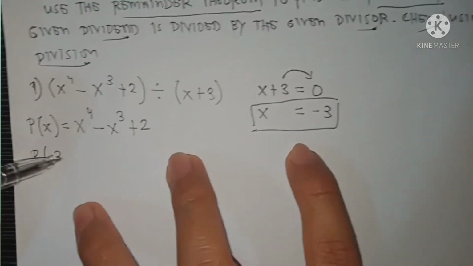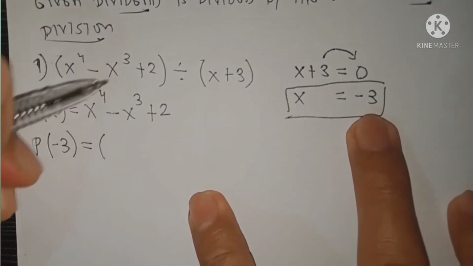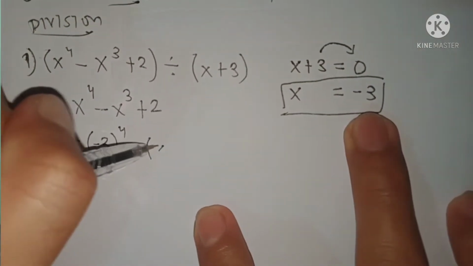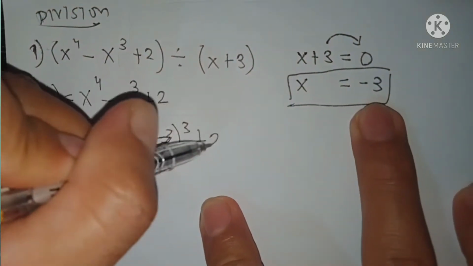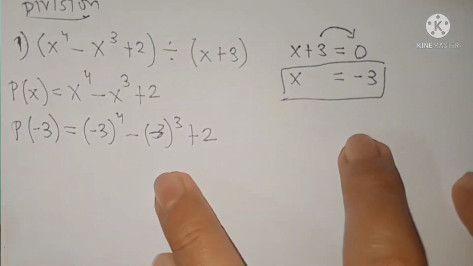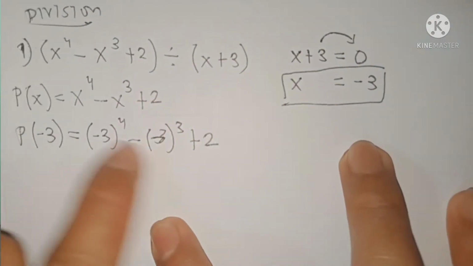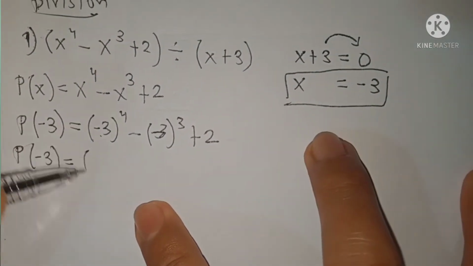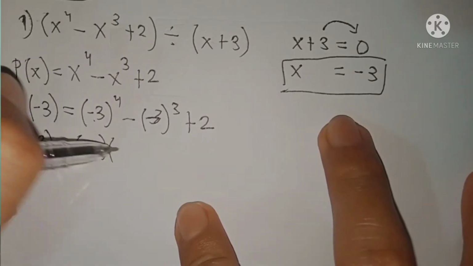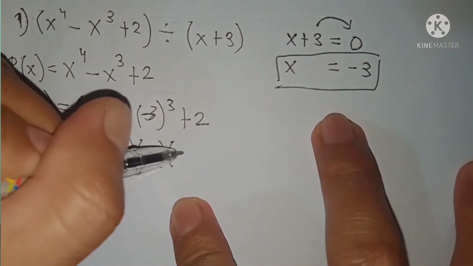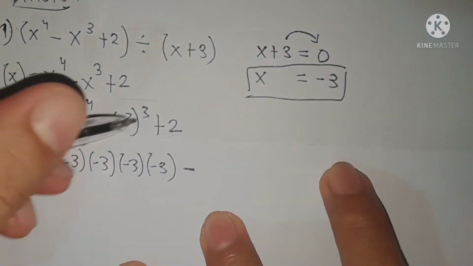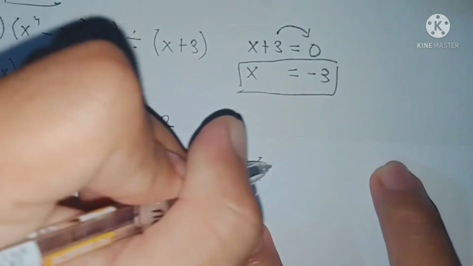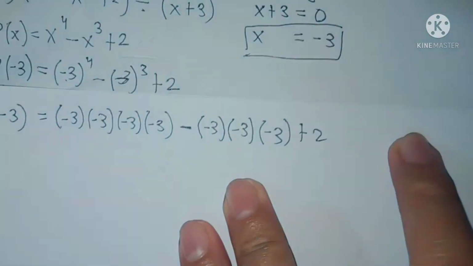You have p of negative 3 equals negative 3 raised to the 4th power minus negative 3 cubed plus 2. Since ang value ng x ay negative 3, papalitan lang ang lahat ng x dito ng negative 3. So you have p of negative 3 equals negative 3 raised to the 4th power, ay pwede nating isulat as negative 3 times negative 3 times negative 3 times negative 3, minus yung negative 3 raised to the 3rd power ay pwede nating isulat as negative 3 times negative 3 times negative 3, and then plus 2.